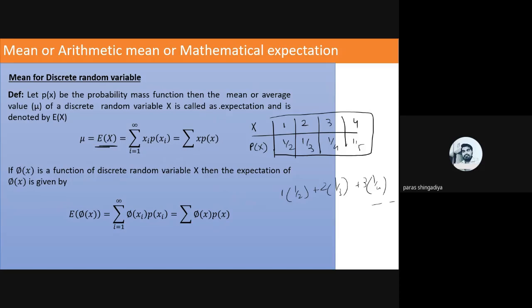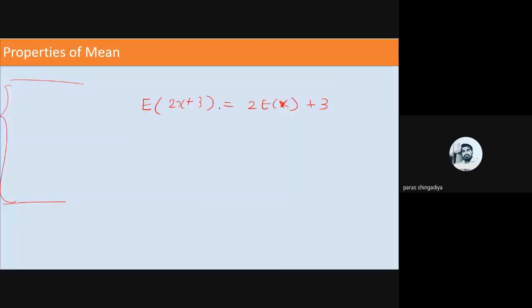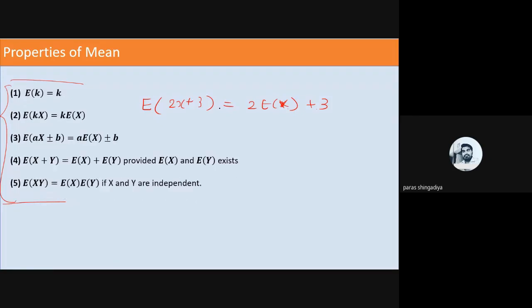That is called the mean of the given distribution data. After that, there are some properties of the mean. Five properties are there. First one: k is any constant, then E of k is equal to k itself. E of 2 is equal to 2, E of 5 is equal to 5.